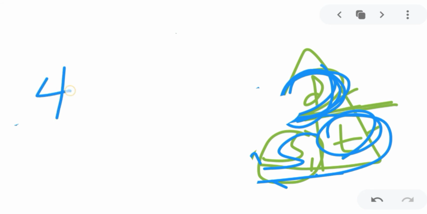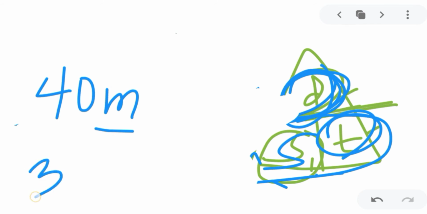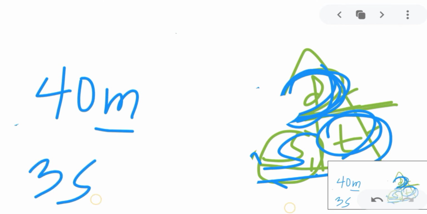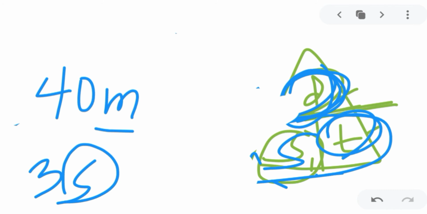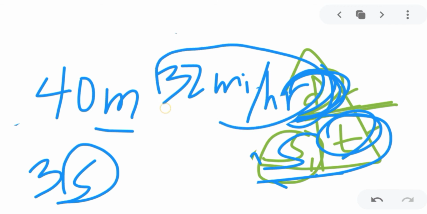I have here 40 meters. Is this distance, speed, or time? We have here the meter unit indicating that this is a distance quantity. How about 3 seconds? We have here the second unit. Therefore, this one signifies a time quantity. How about 32 miles per hour? We have here distance over time, so this one is a speed quantity. So that is how you determine the quantity of a certain number with its numerical magnitude based on the unit attached to it.